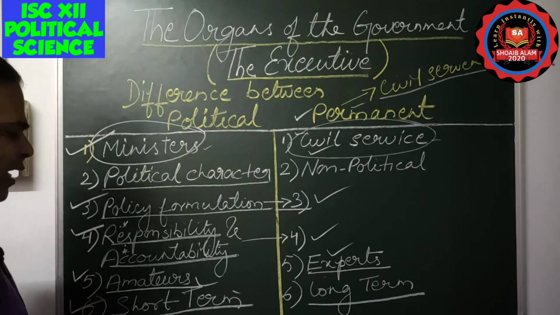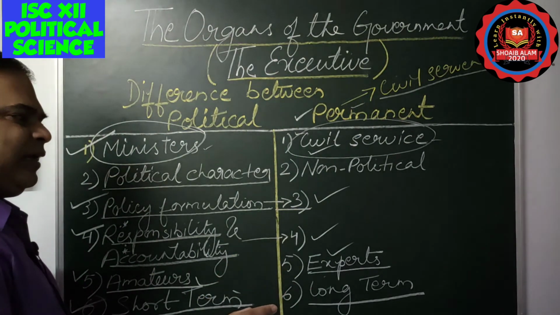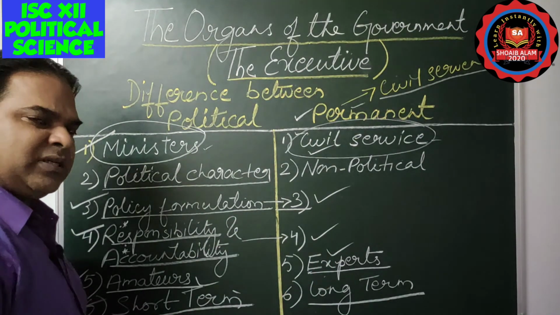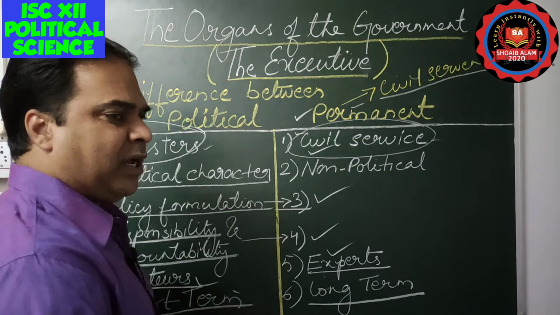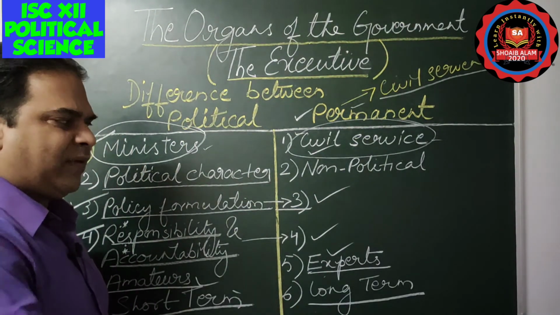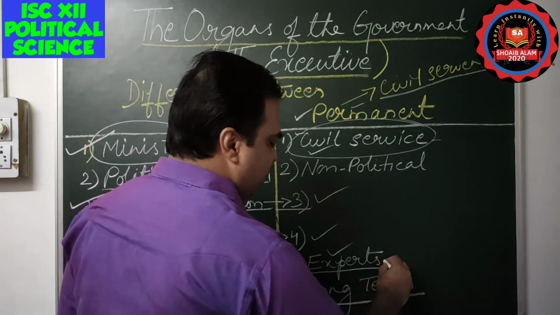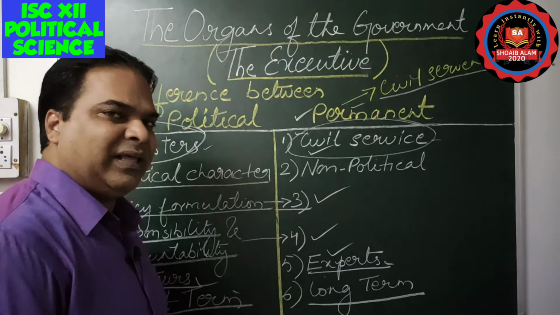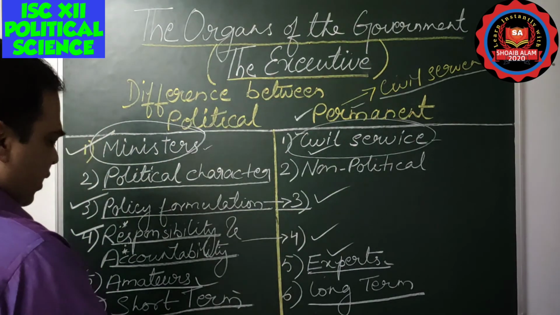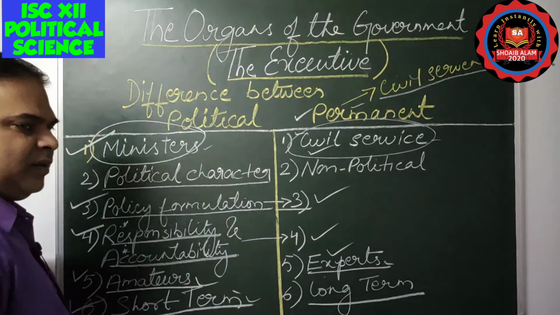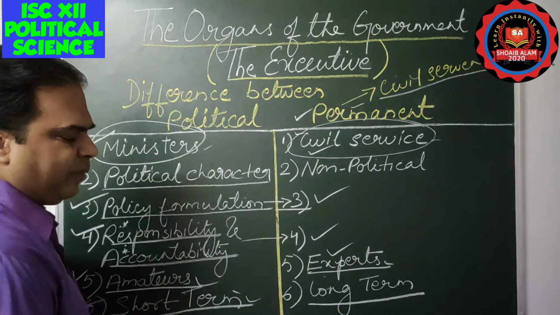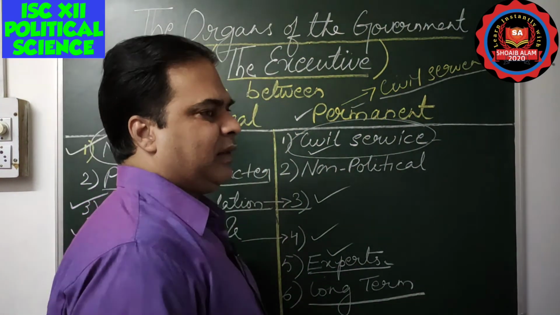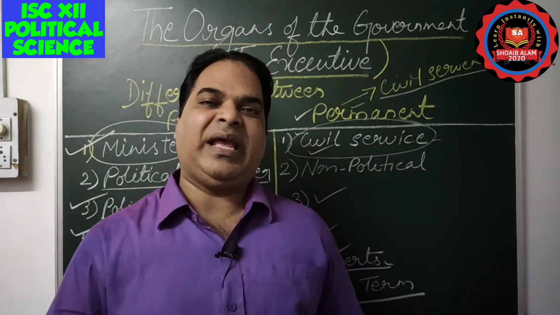Then political executives are amateurs. There is no fixed category of what qualification is required to hold any ministry. Even a less educated person can become education minister. Even a lawyer can become a defense minister, right? A philosopher can become a finance minister. But in the case of permanent executives, they are experts and well experienced in the department where they work. The next one, political executive has a very short term, whereas permanent executive has a long term. They can continue in office till the age of retirement.